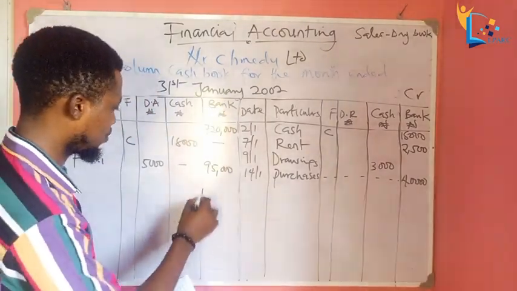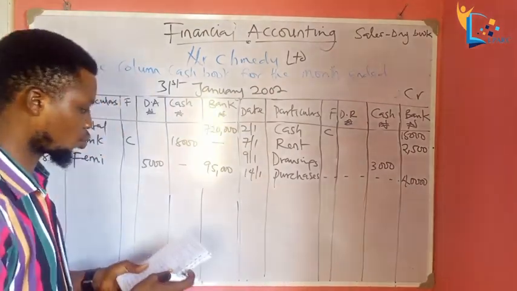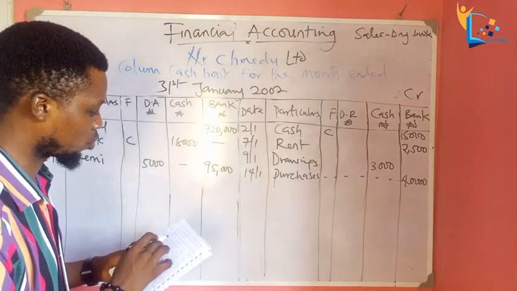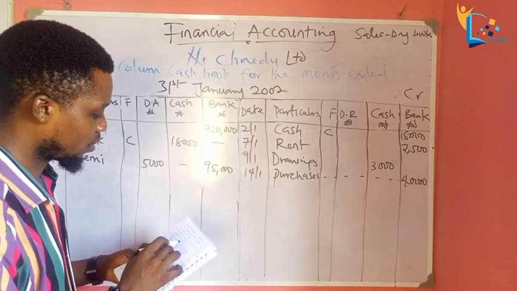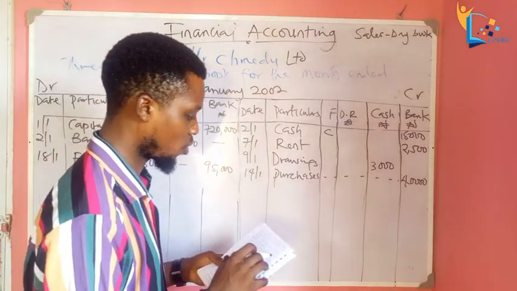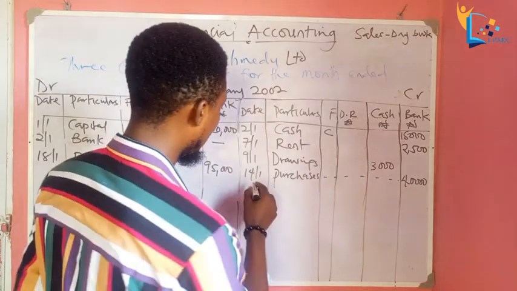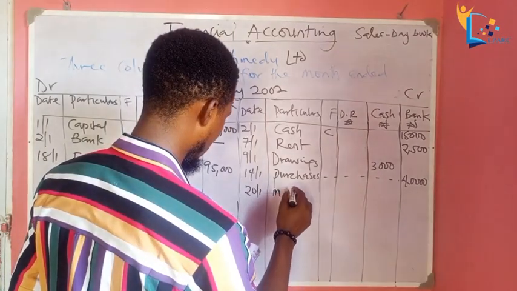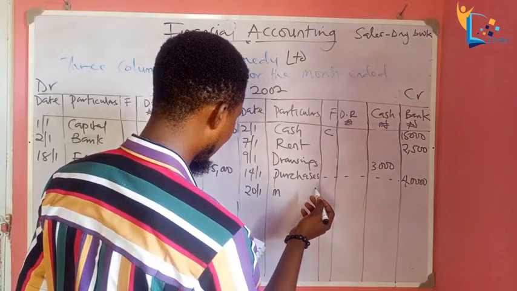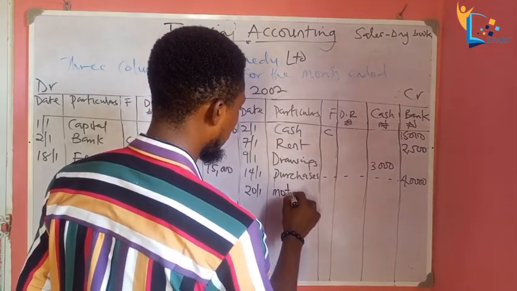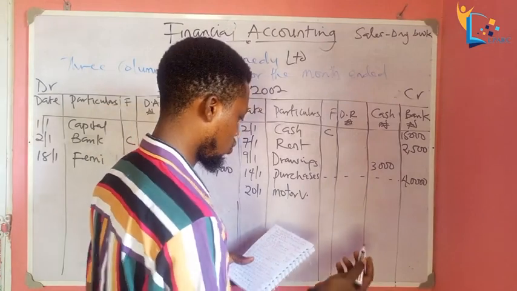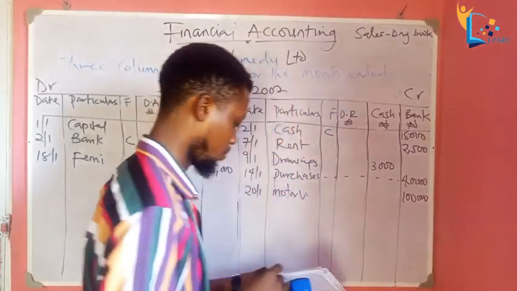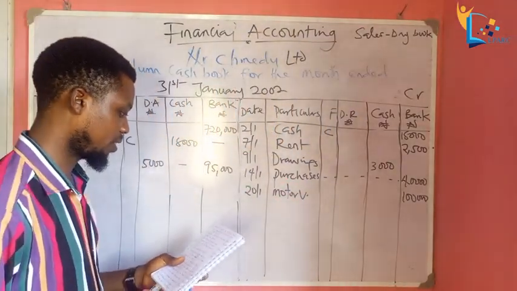So we have the next one. We have 20th, purchase second-hand car from Peck Motors by check. Okay, by check, 100,000. That means he made payment. So we have 20th, motor vehicle, purchase second-hand car, motor vehicle. Okay, how much? 100,000. Check.